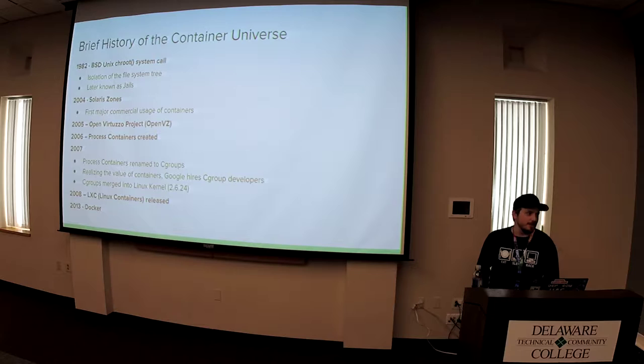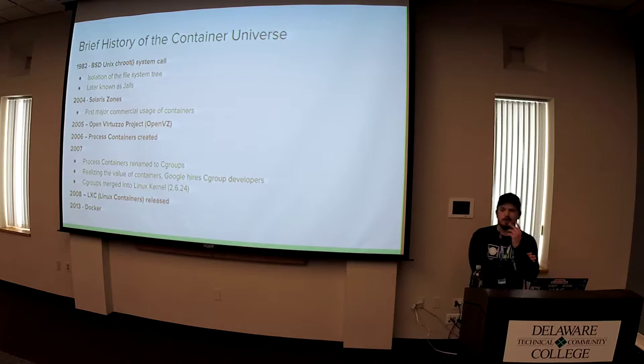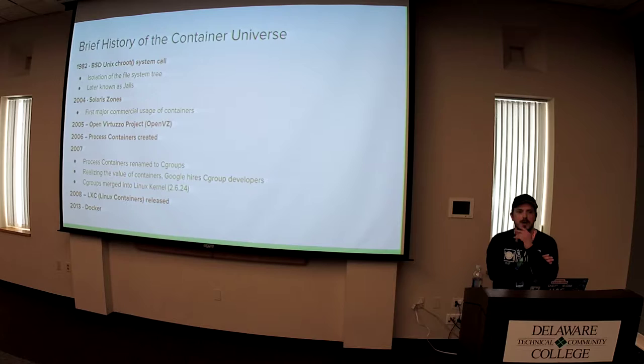In 1982, they had the chroot system call, and that's when it really started. It was just isolation on the file systems. They later in time became known as jails, and actually in the BSD code now, it's referenced as jails. If you go look in there, the C code has that listed. And then a whole bunch of years later, Solaris created zones. That was the first commercial usage, really, of this type of isolation in the wild.